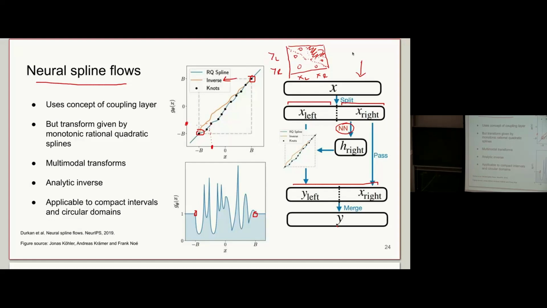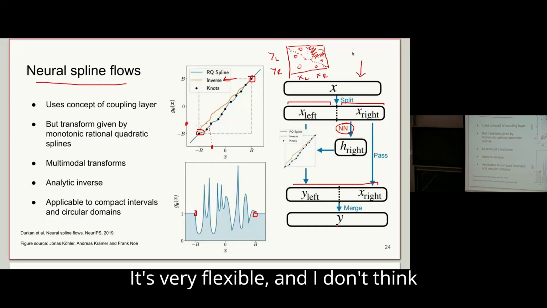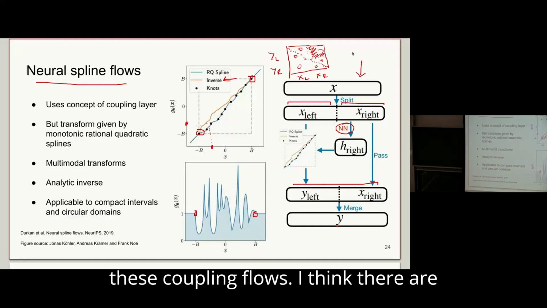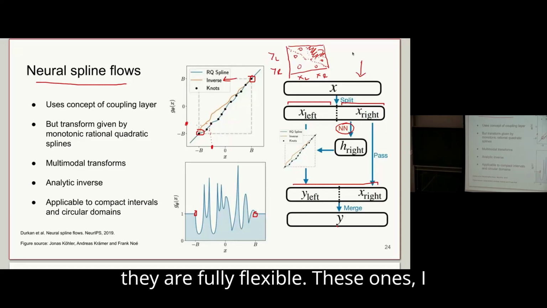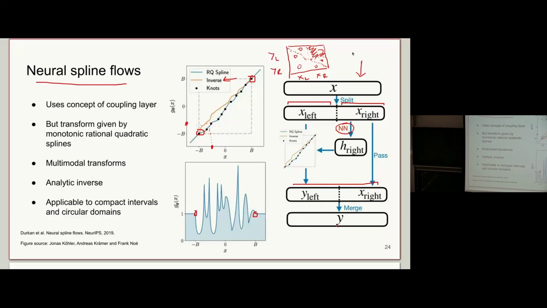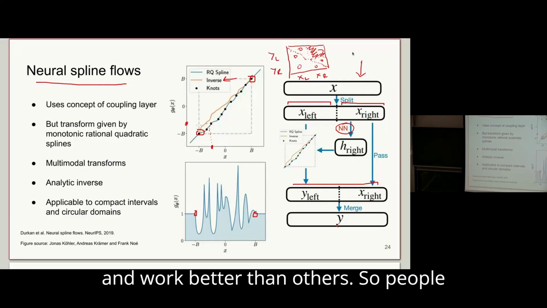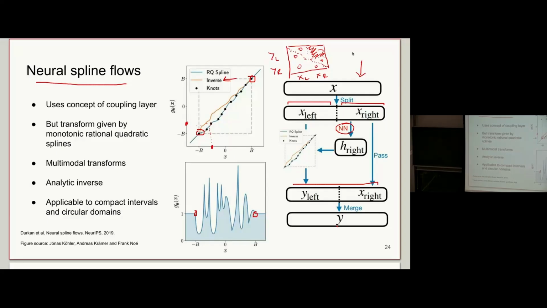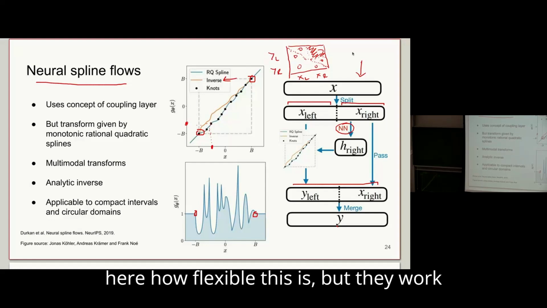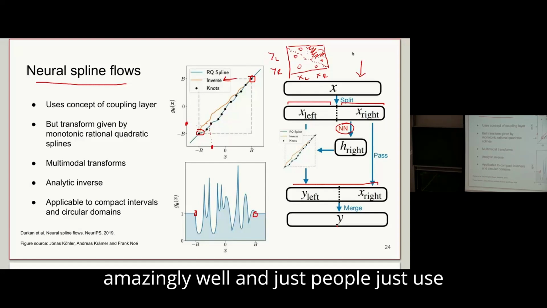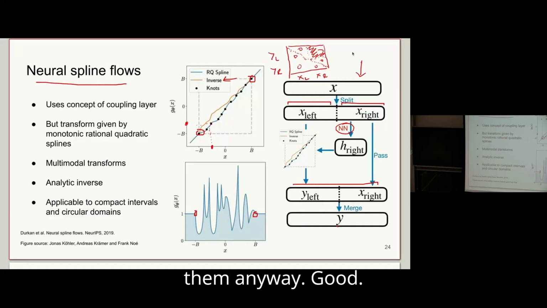Is this rich enough? Yeah, good question. It's very flexible, and I don't think there are results on the flexibility of these coupling flows. I think there are some flows that you can demonstrate are fully flexible. These ones, I think there are no theoretical results, but empirically they are very flexible and work better than others. So people use them. Yes, that's right. It's not fully clear. There is no theory telling you how flexible this is, but they work amazingly well, and people just use them anyway. Good.